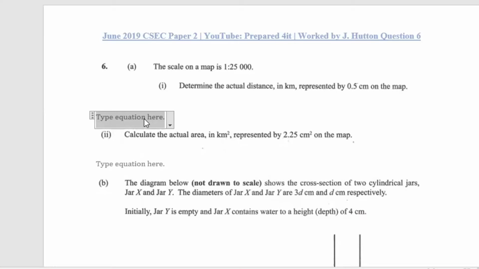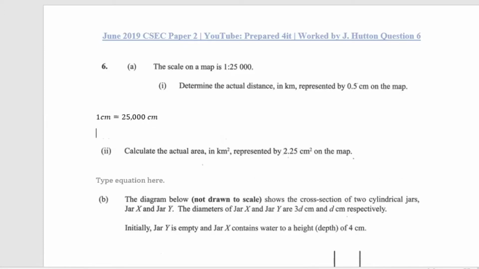And today we're working question 6 for June 2019 Mathematics Paper 2. It says the scale on a map is 1 to 25,000 and it asks us to determine the actual distance in kilometers represented by 0.5 centimeters on the map. So this scale of 1 to 25,000 is saying 1 centimeter measured on the map is equivalent to 25,000 centimeters in real life.